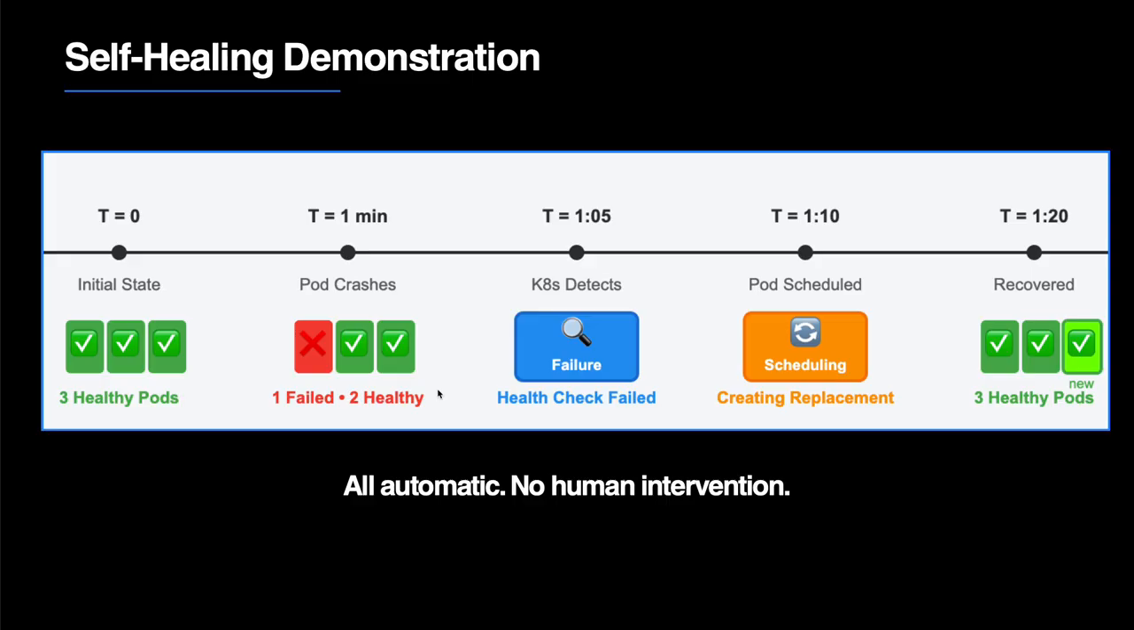No alerts, no emergency calls, no manual interventions, and Kubernetes continuously compares actual state against the desired state and corrects the discrepancies. This builds genuinely resilient systems.